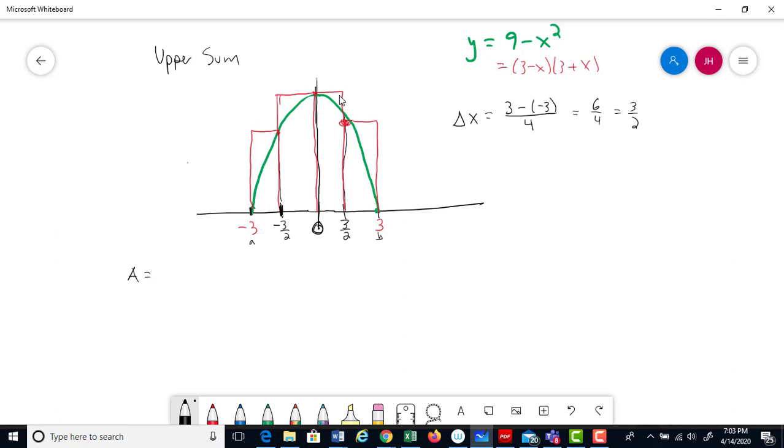So my area is going to be equal to, well, remember what point we're using. For the first rectangle, this is going to be x1. For the second rectangle, this is going to be x2 and x3, because I used the right endpoint first and left endpoint next. And then the last one, this is going to be your x4 right here. So what we have is f of x1, which is -3/2, plus f of x2 plus f of x3, which happens to be the same point, plus f of x4, which is 3/2, all times 3 over 2.